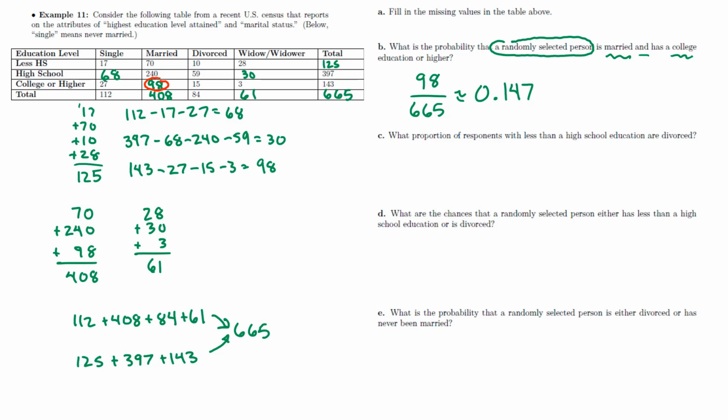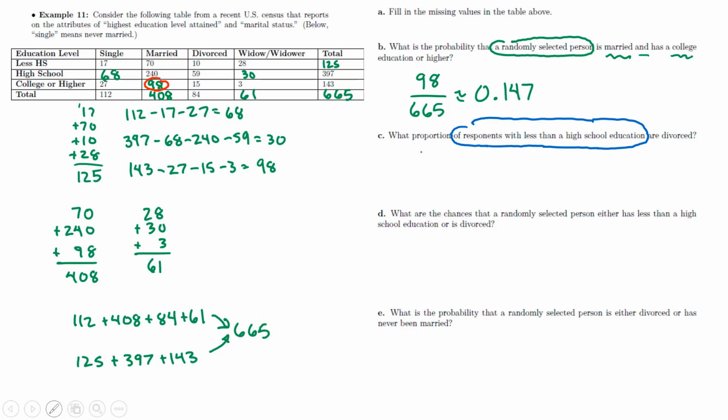So what proportion, what does it say? Of respondents, but careful, is it of all respondents? Of all respondents with less than a high school education. So this whole business here is who we are asking, right? What proportion of respondents with less than a high school education?